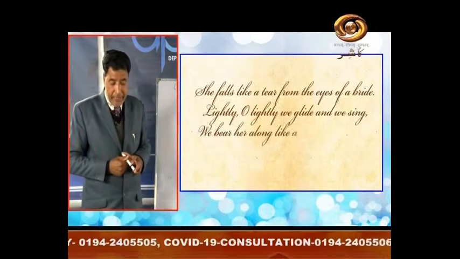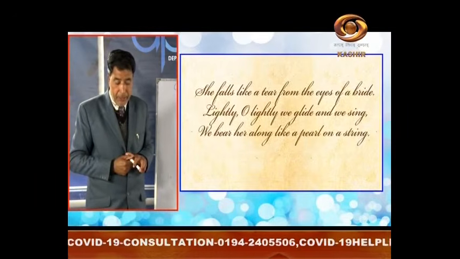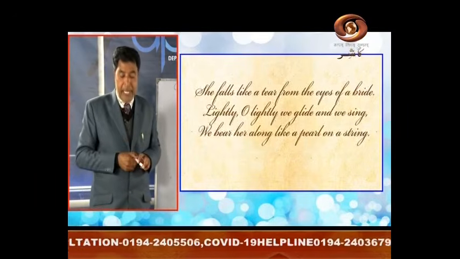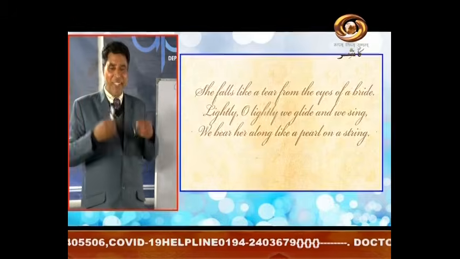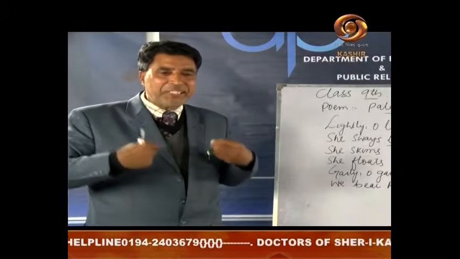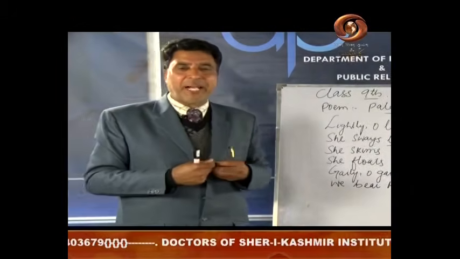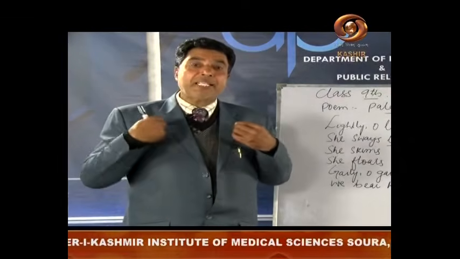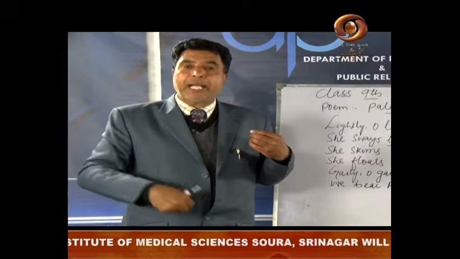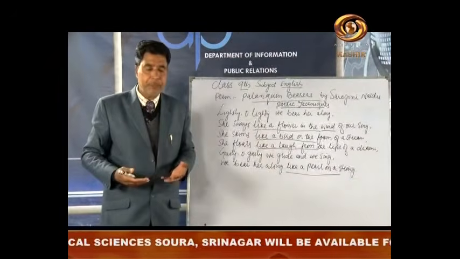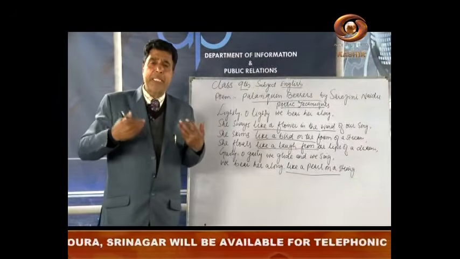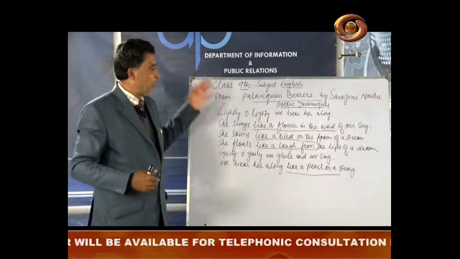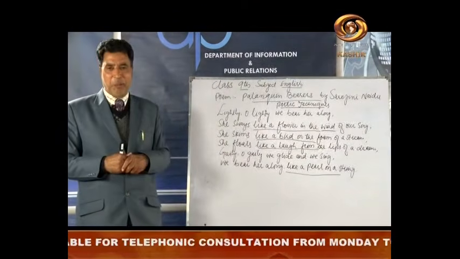Lightly, oh lightly we glide and we sing, we bear her along like a pearl on a string. Once again the poet says that we take care of that bride, and she is very costly like that of a pearl, as the bride takes care of that string with pearls, with diamonds. Same is the case with these bearers. Now this is the meaning part of the poem.